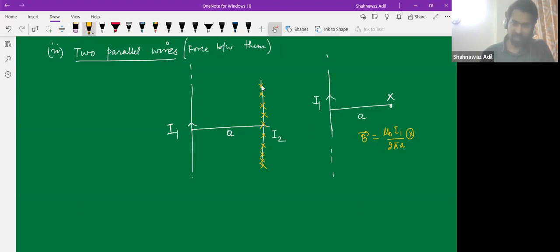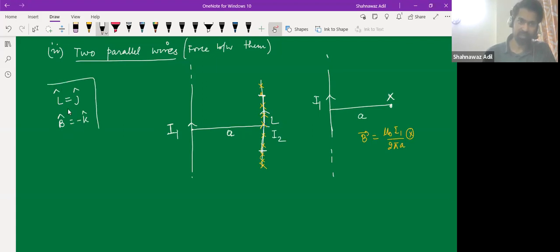So we have these magnetic fields, and the length is like this. Let's say I take this length. The length is going in this direction, the j hat direction. And the magnetic field direction is inside, which is minus k hat. So now we have this length and we have the magnetic field.